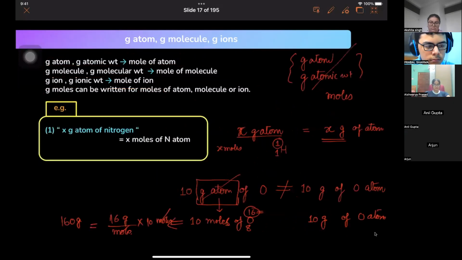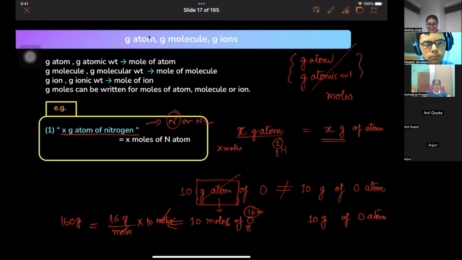Now go back. How about X gram atom of nitrogen? Is it N or N2? Please answer this time. X gram atom of nitrogen. The word is gram atom, which you use for atoms only. So X gram atom, what should be my answer? Yes, it should be N, not N2 this time.